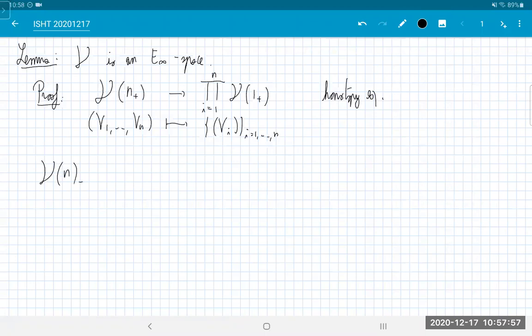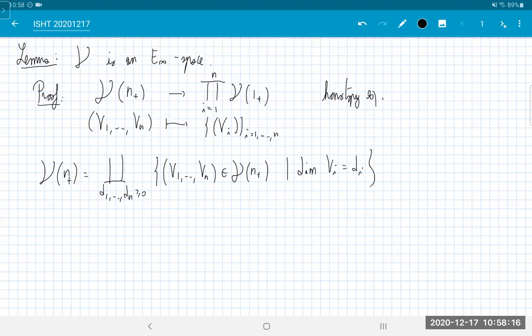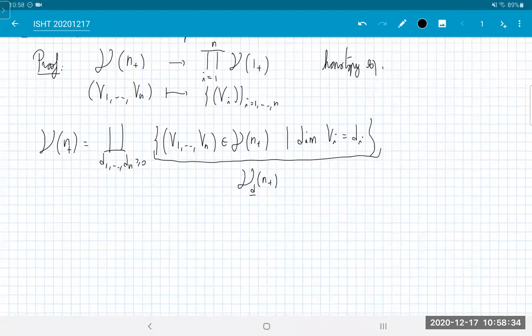So remember, you can write V of n plus as the disjoint union over D1, ..., Dn greater or equal to zero of the subspace of V1, ..., Vn in V of n plus such that the dimension of Vi is Di. That I can definitely do. And let me call this V of n plus with the underline, where the underline is this sequence D1, ..., Dn. And so what it boils down to is to show that this map, well, actually you can write it as Gr D1, ..., Gr Dn, is an equivalence.